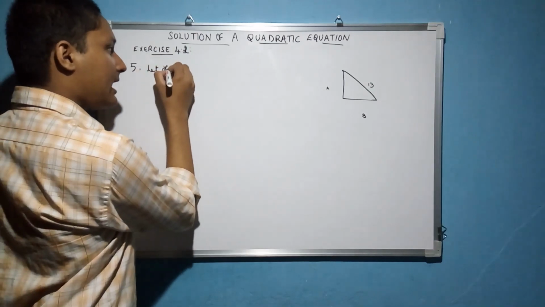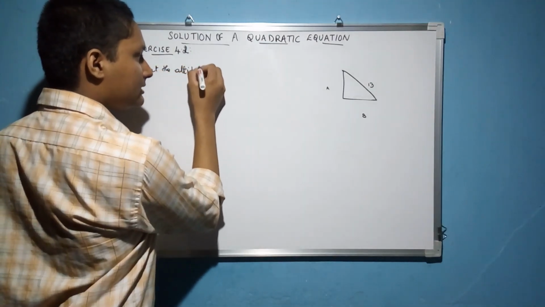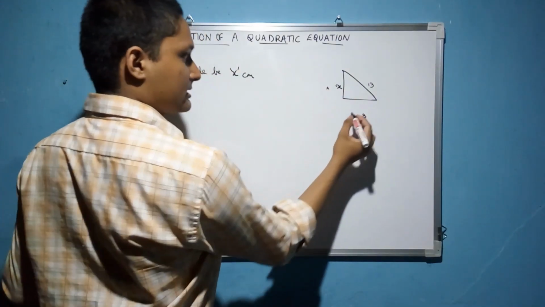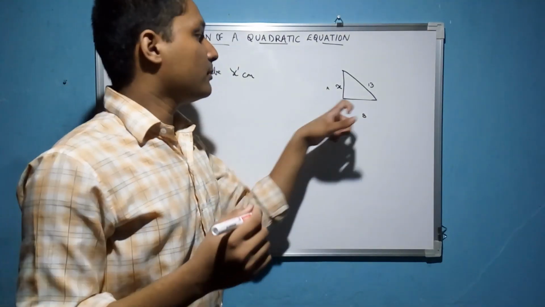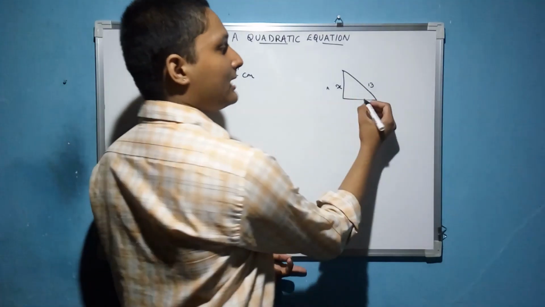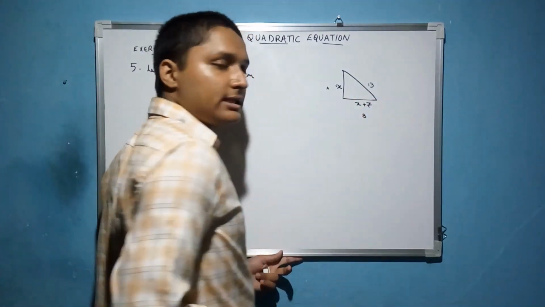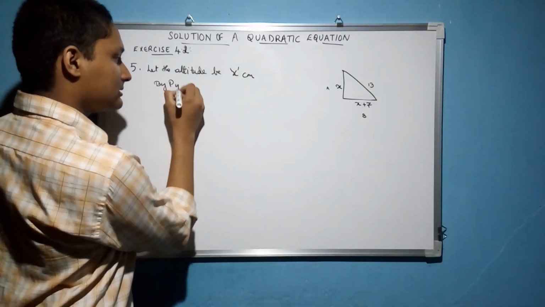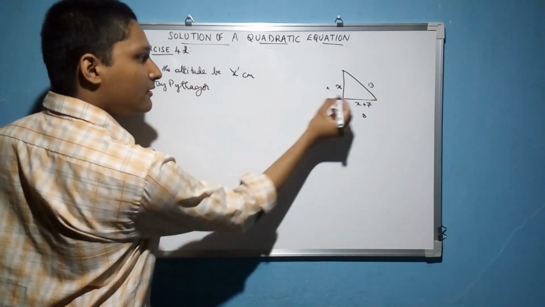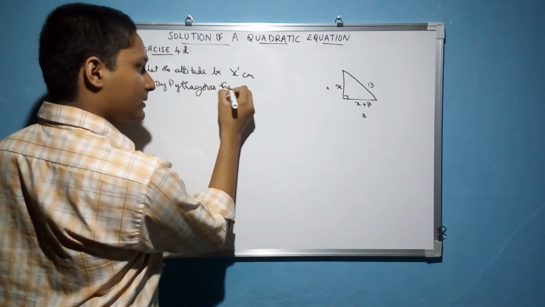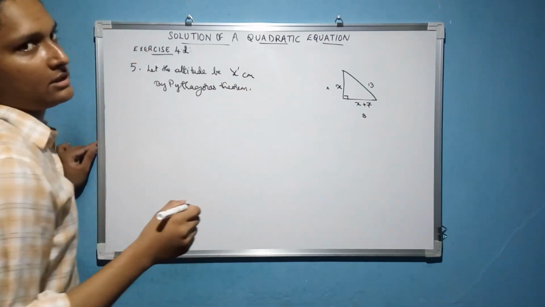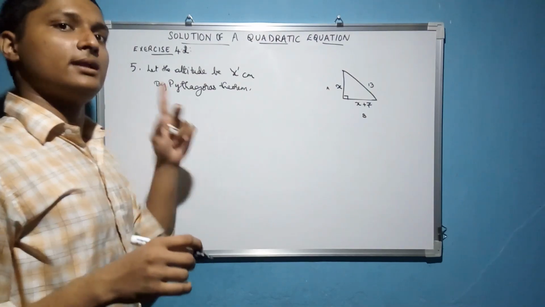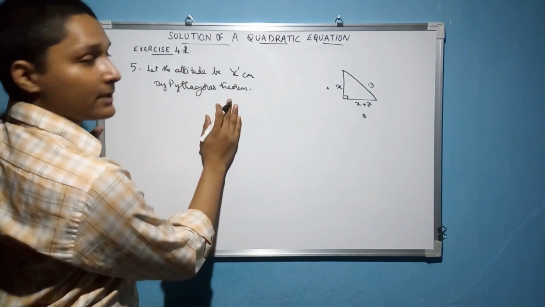Let the altitude be x centimeters. So this is x. Since altitude is 7 centimeter less than the base, the base is 7 centimeter more than the altitude. Therefore I can write it to be x plus 7. Now using the Pythagoras theorem, which is what we use when it comes to the right angle triangle. We will prove this theorem in chapter 6, Triangles, using one more property.